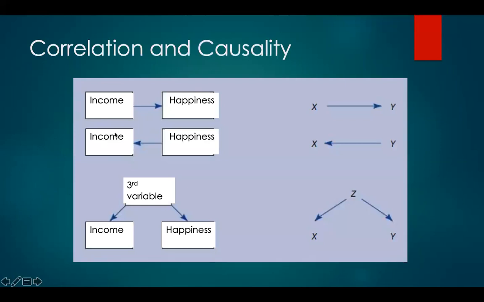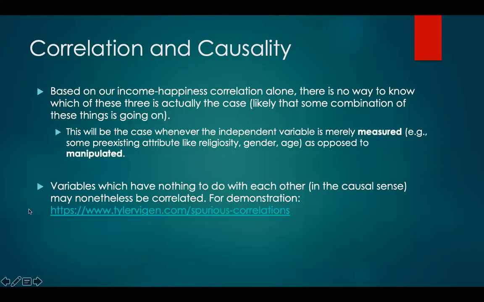So here is a diagram of all of these possibilities. Income might cause happiness, happiness might cause income, or some third variable like extroversion, ambitiousness, or the amount of money somebody's parents have could cause both income and happiness. But there's really no true causal relationship between income and happiness. So based on our income-happiness correlation alone, there's no way to know which of these is actually the case. It's likely that some combination of things are going on.